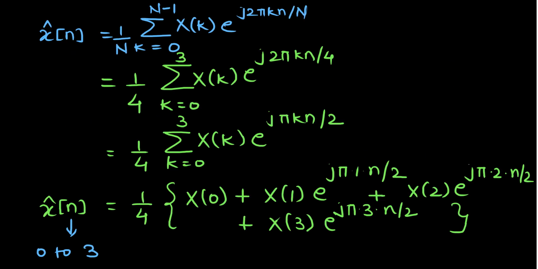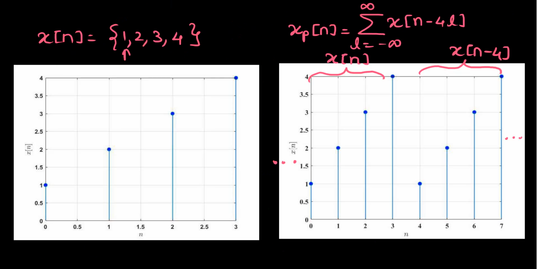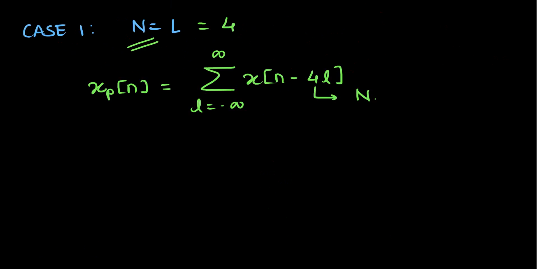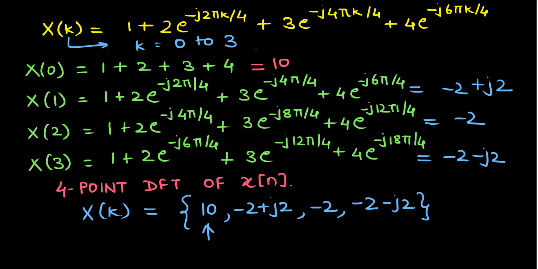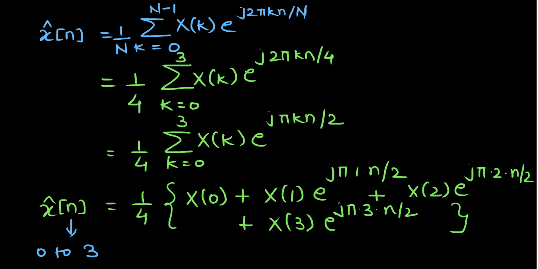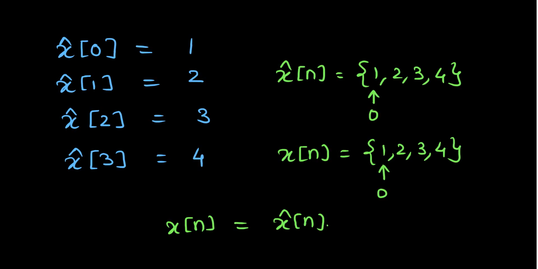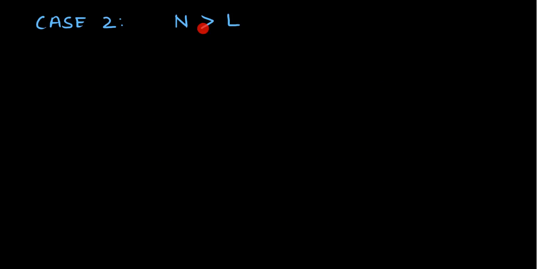So what we observe here is when we have the value of n equal to L, that is equal to the length of the signal, we are properly able to find the DFT, and we are able to get back the original signal using the inverse DFT. So now let us go ahead and look at the second case where n is greater than L. We know that the value of L was 4, so let us consider n as 6.